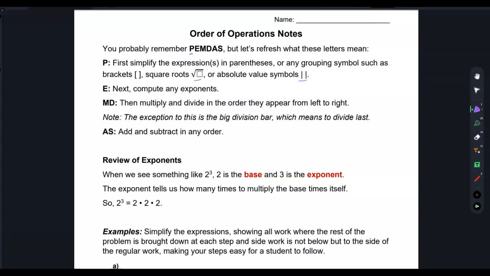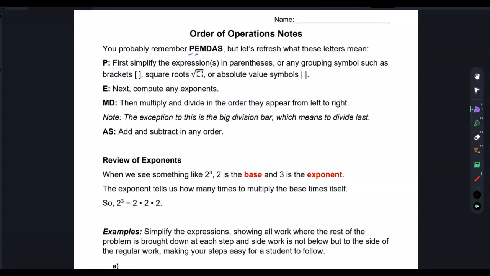If you had a problem that had a square root, that just means that if there's something to compute underneath the square root before actually taking the square root, you should do that first, right? So the order of operations tells us what order we should do things in. We would start with parentheses or grouping symbols. Then the next step would be to go through and do any exponents, right?